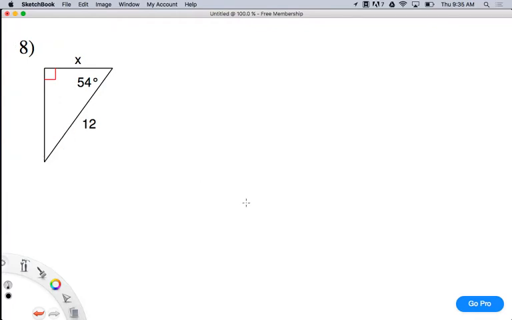So here's number 8. I identify my angle. Here you go. I identify the hypotenuse opposite the right angle. There you go. And then I figure out which side this is. Is it opposite or adjacent? Adjacent. It's touching it, so it's adjacent.